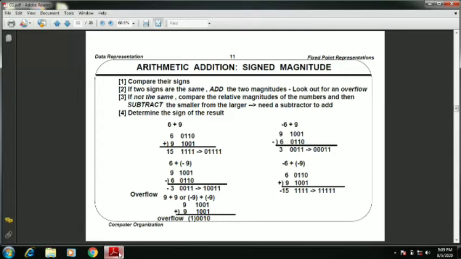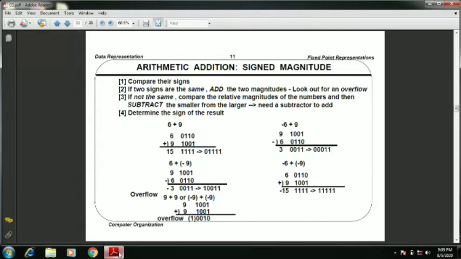So this is arithmetic addition. That is signed magnitude, first method. There are four rules. First one is compare their signs. Compare their signs means check whether the two numbers are positive or negative. If the two signs are same, second step.